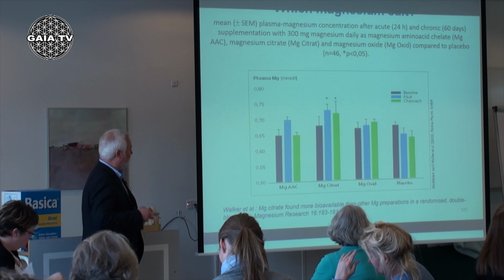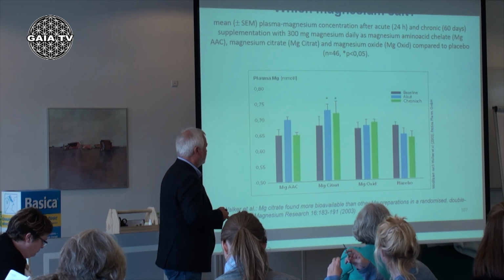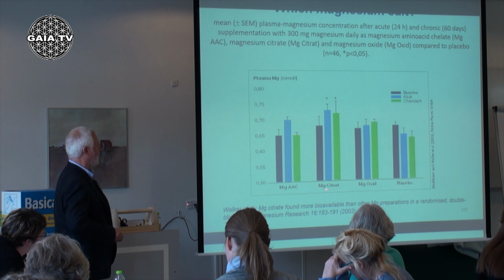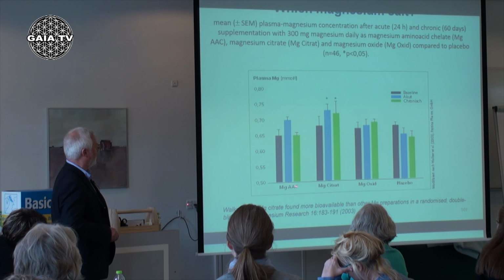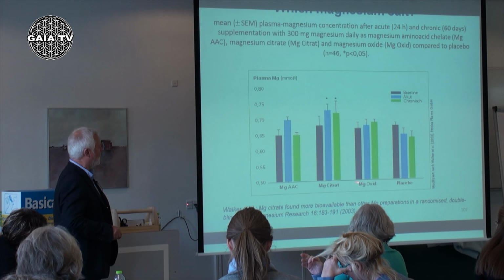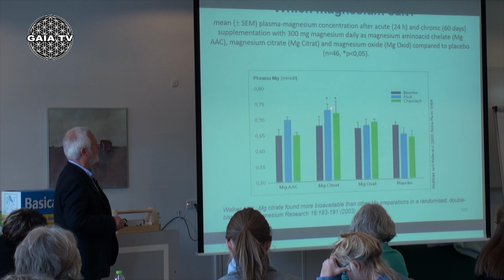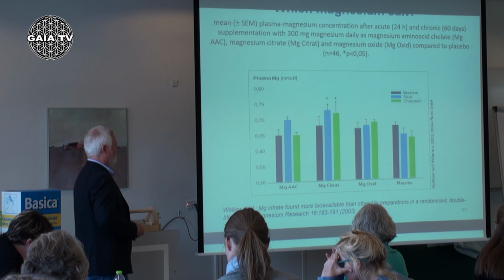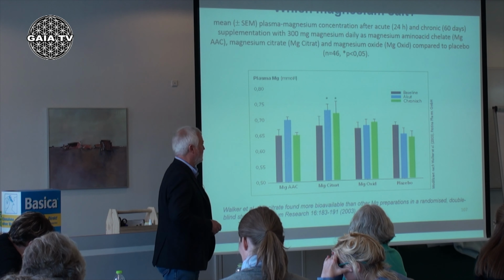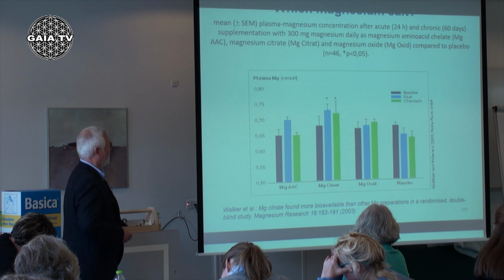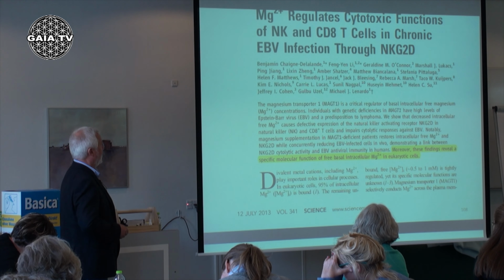So what magnesium should be supplemented? Well, I've just said it. It makes sense to take magnesium citrate. This was a comparison between magnesium amino acid chelate, magnesium oxide, and you see the magnesium citrate is the only one that really gives significant increases in plasma magnesium concentration. So really it makes sense. With oxide you have nearly no effect. So it really makes sense.